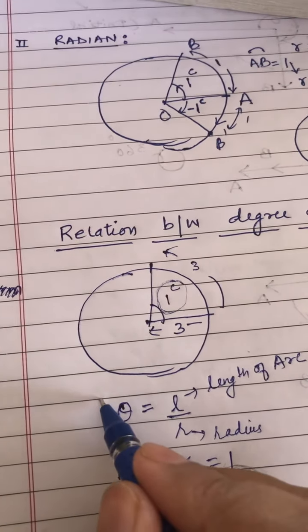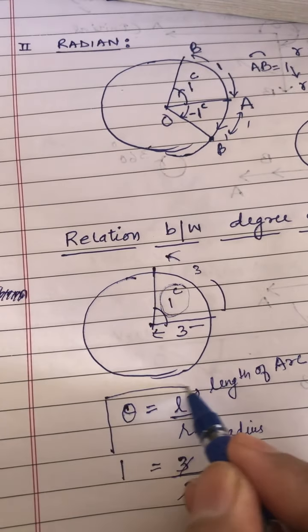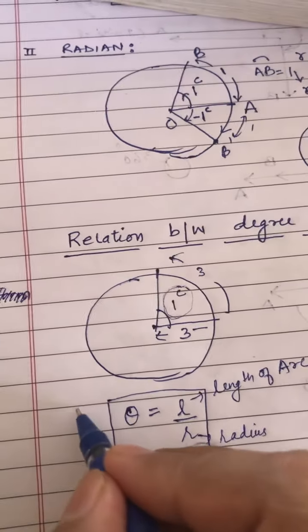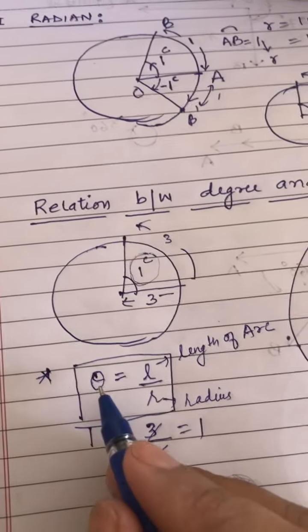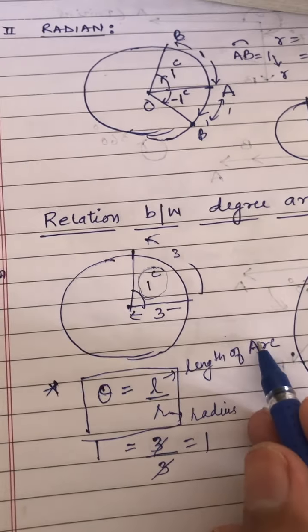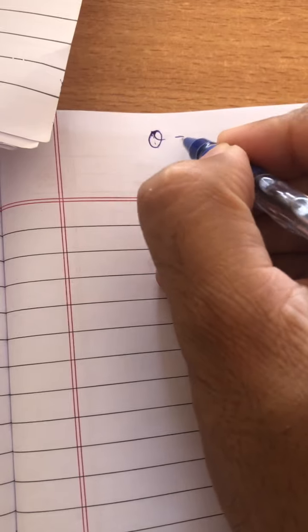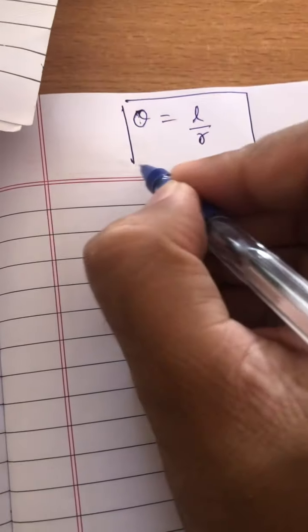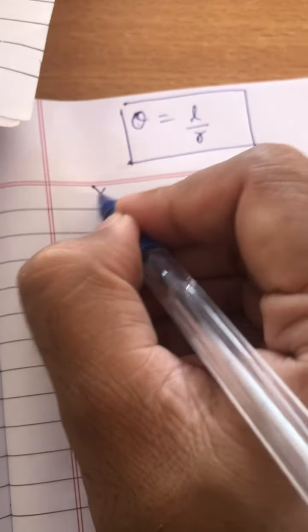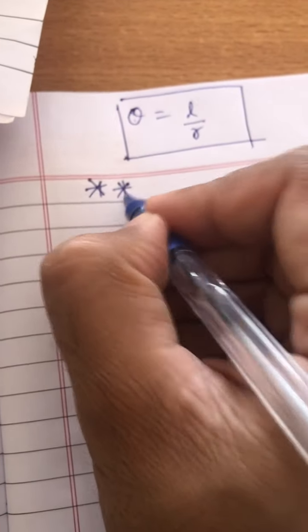That means this is a very important result. Theta equals L upon R. Very important formula: angle is equal to length of arc upon radius. Now what we have shown, theta is equal to L upon R. Now one more thing very important, I will put a double star here.